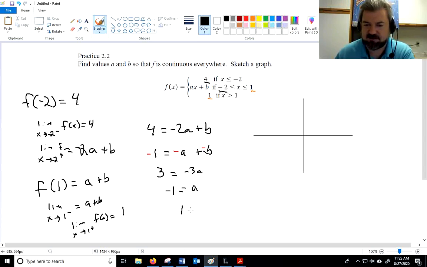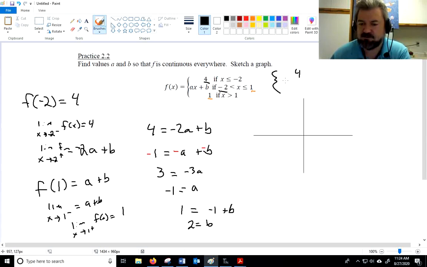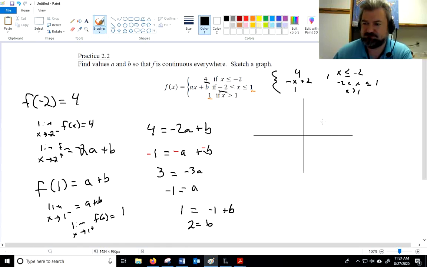So going back to what I had originally, which was 1 is equal to a plus b, I'll say -1 plus b. And I think that will tell me that b is a 2. So I think we found the two values. It makes our function, let's just rewrite it, 4 for when x is less than or equal to negative 2, negative x plus 2 for negative 2 less than x less than or equal to 1, and 1 for x greater than 1.